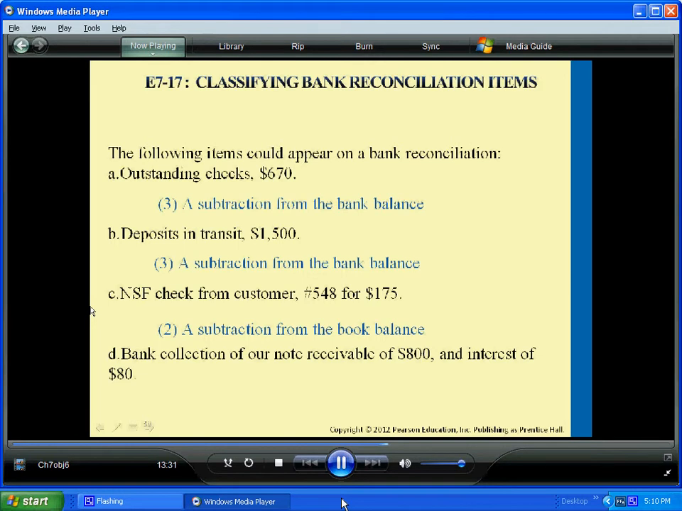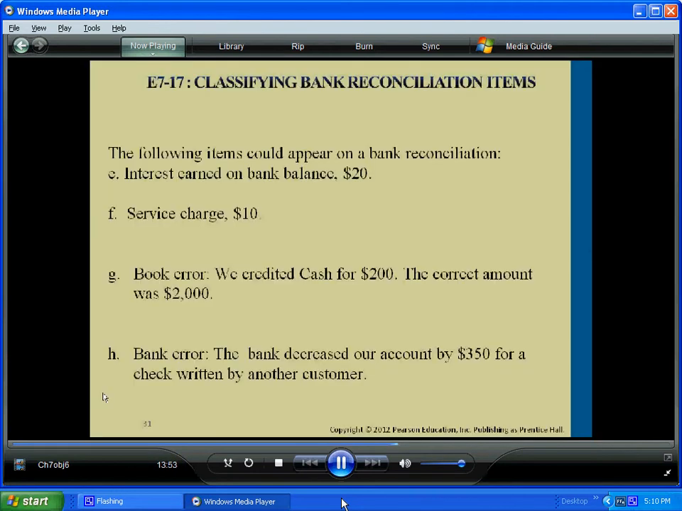The bank collection of a note receivable of $800 and interest of $80 should be an addition to the book balance. We're receiving $800, we're receiving interest of $80. Service charges would be a reduction of the book balance. It looks like I skipped letter E. Interest earned on a bank balance would be an addition to the book balance. And the service charge would be a subtraction from the book balance.